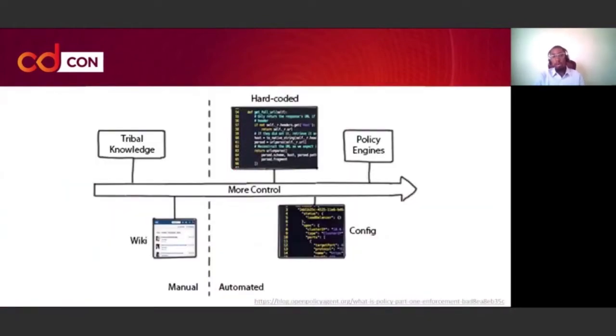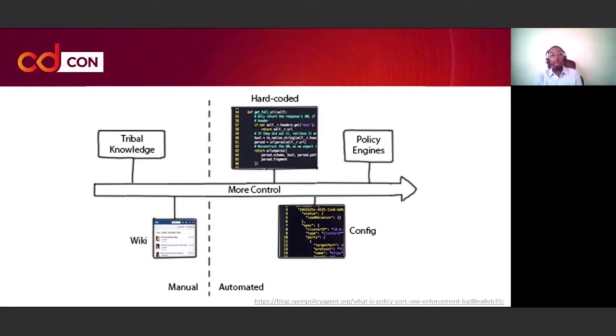As we move from tribal knowledge, which is less structured and has less control, and would most likely need to be enforced manually, relying on everybody to do the right thing or making someone else go and check whether the right things have been done, we move to a wiki, a policy document that defines all the policies. So at least now the policies are well defined and easy to maintain, but enforcement also has to be manual.